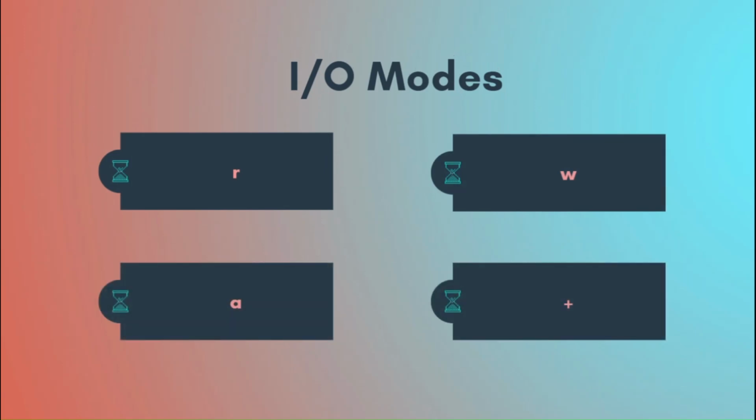Another thing to keep in mind is the file mode. When you open a file, you can open it for only reading, only writing, or both reading and writing. The common modes in Python include r, w, a, and the plus sign. r for read mode, w for write mode, a for append mode, plus sign for both read and write modes.